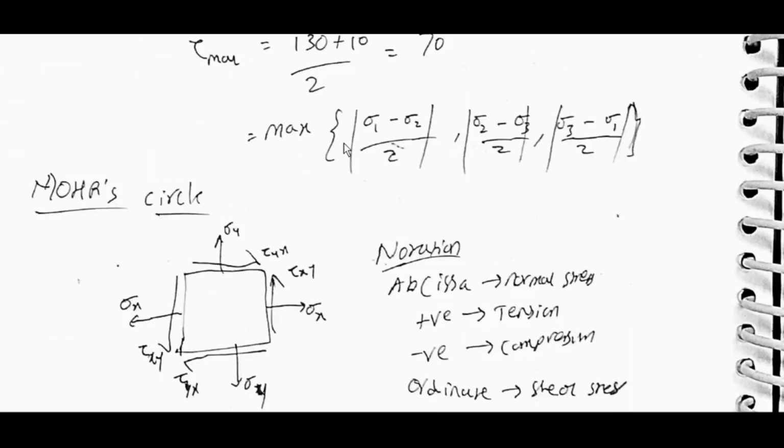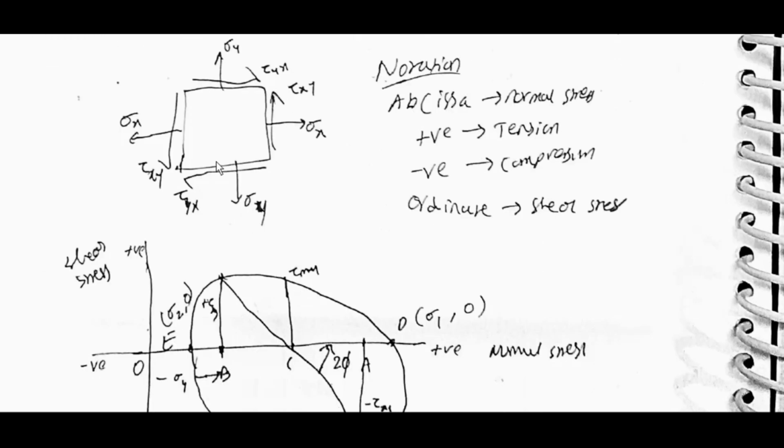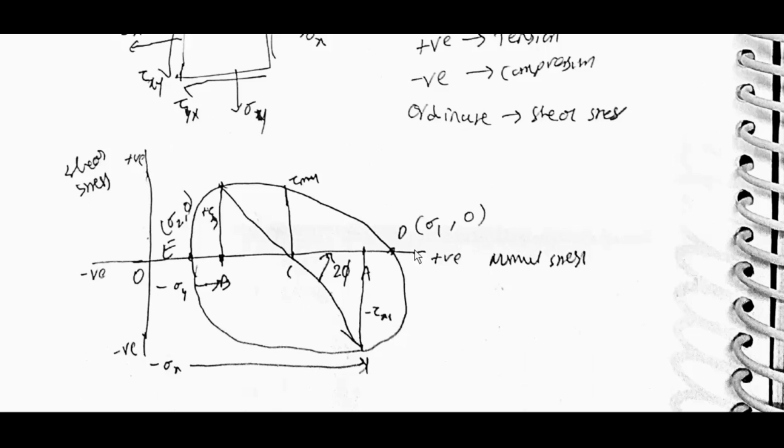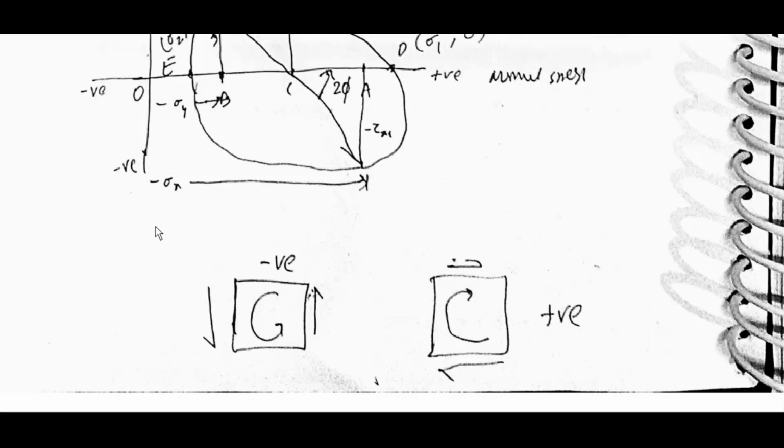Tau max is equal to the maximum of mod of sigma 1 minus sigma 2 by 2, mod of sigma 2 minus sigma 3 by 2, and mod of sigma 3 minus sigma 1 by 2. Mohr's circle notation: the abscissa is normal stress, positive tension, negative compression, and the ordinate is shear stress. Plot sigma x, sigma y, tau xy; sigma 1 comma 0, sigma 2 comma 0, and tau max.